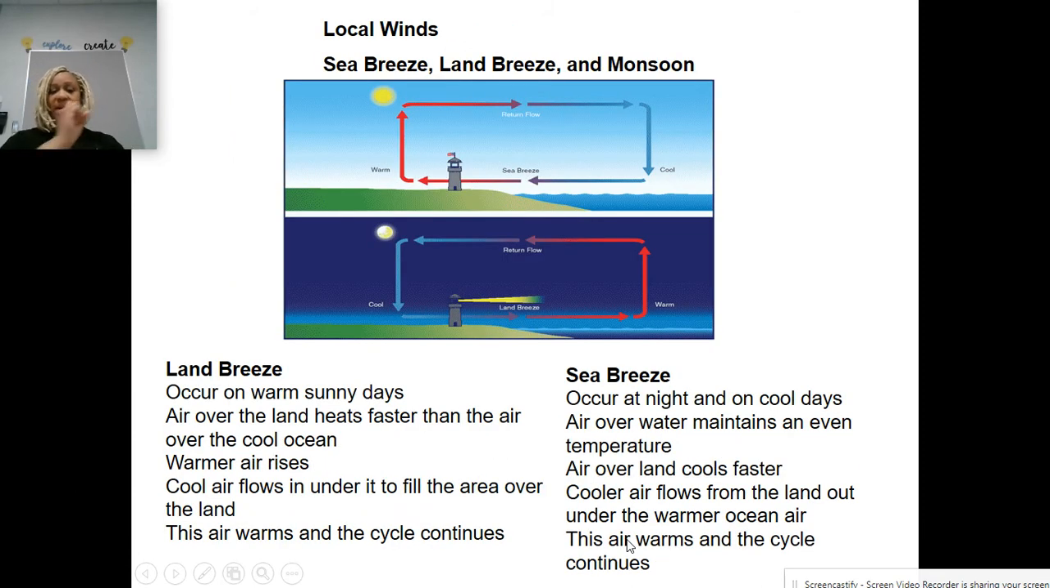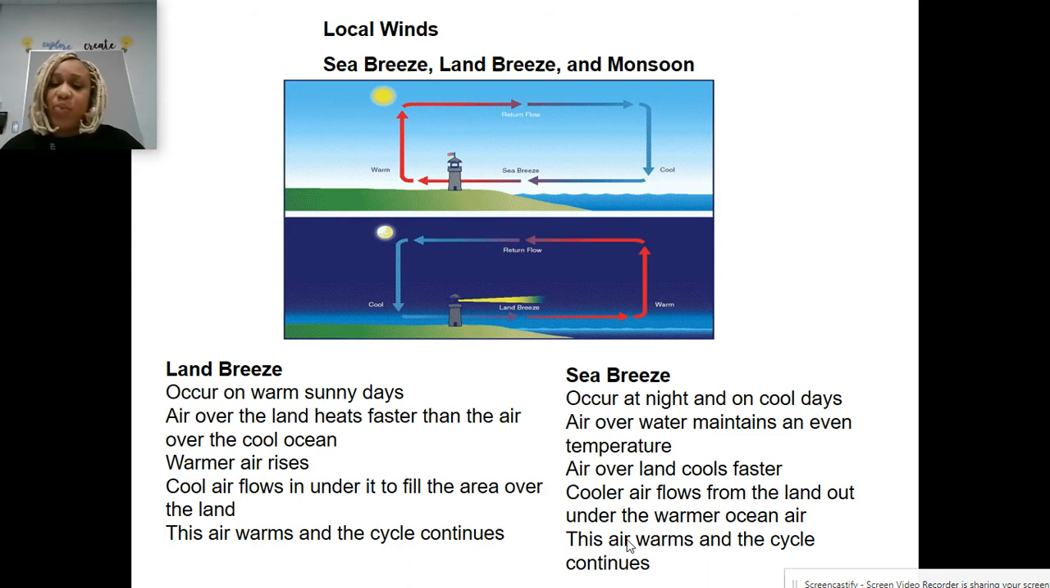Local winds: we talk about the sea breeze, land breeze, and the monsoon. The land breeze occurs on warm, sunny days. Air over the land heats faster than the air over the cool ocean. Warmer air rises. I'm saying that again. Cool air flows in under it to fill the area over the land. This air warms and the cycle continues.